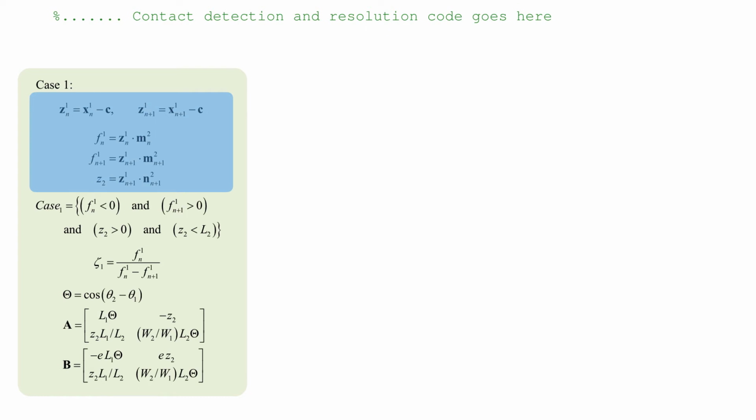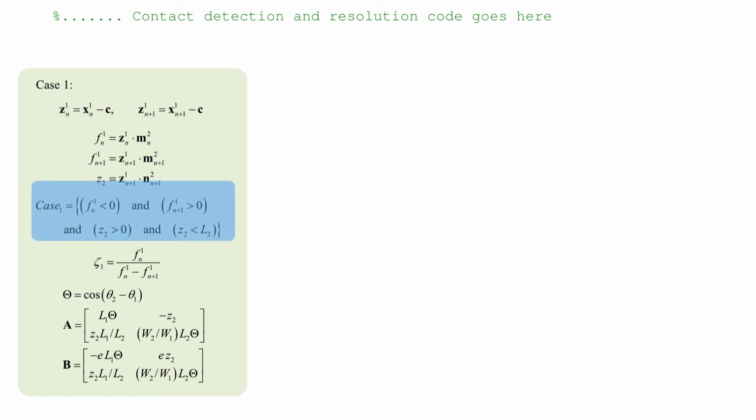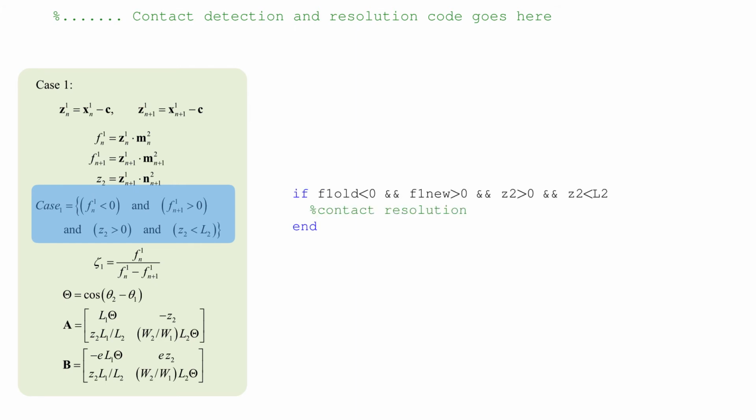Also note that when you're computing F1 old, F1 new, and Z2, you will be using the dot product and not matrix multiplication. So you'll have to use the built-in dot command for MATLAB. So after we compute these quantities, we're going to go ahead and actually detect whether or not contact is occurring. So for case 1, that's going to look something like this. And note the MATLAB syntax on the right. We're going to use the and symbol. This means that all of these conditions must be true in order for contact to be detected.